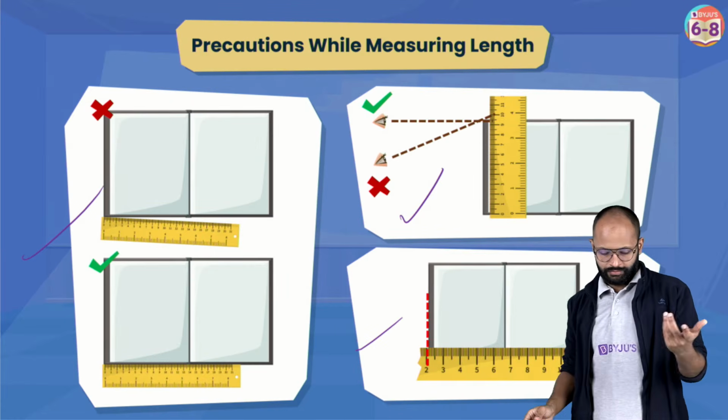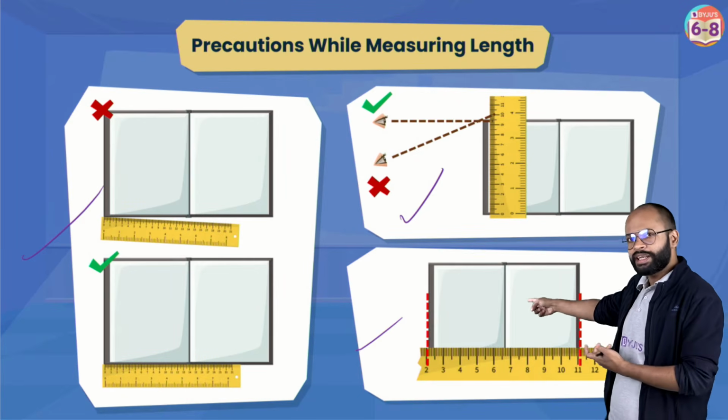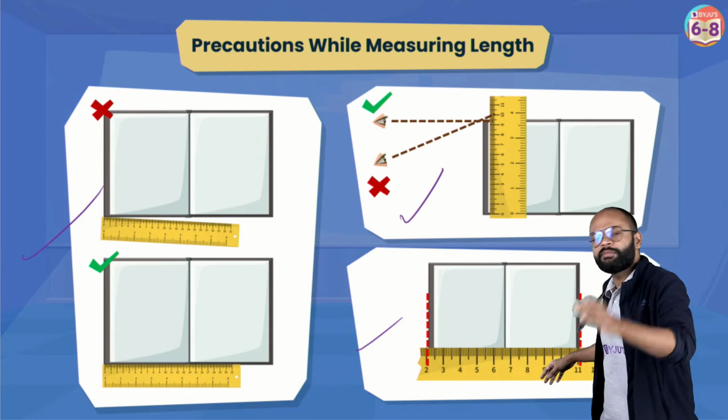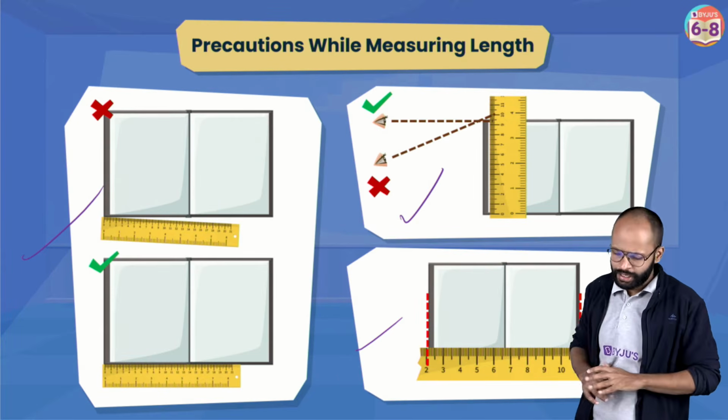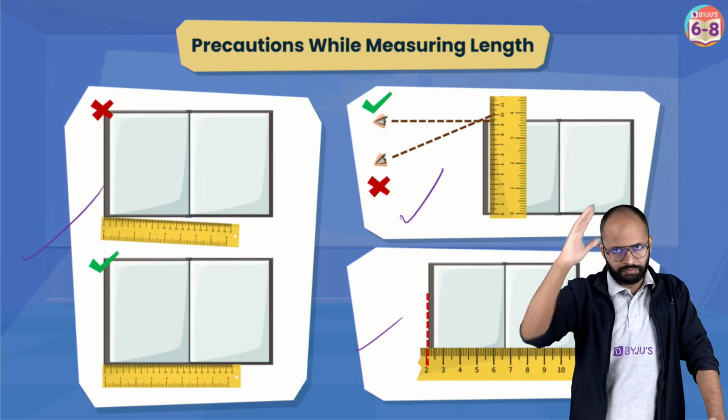Third one, हम क्या करेंगे? अगर 0 visible नहीं है, if 0 is not visible to us, we'll take the reading from the next clear full marking. And we'll say total length will be final reading minus initial reading. This is, we are removing zero error. So 3 precautions we have to take care of while measuring the length. Very direct question. ठीक है?